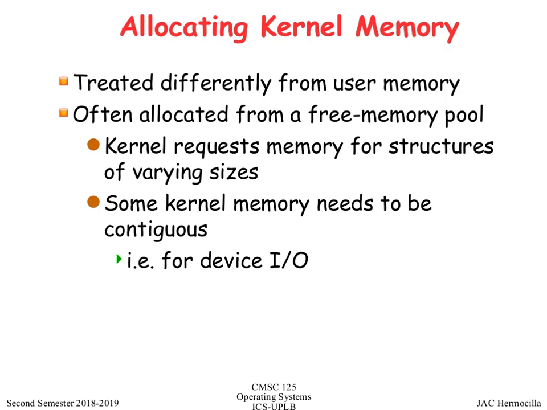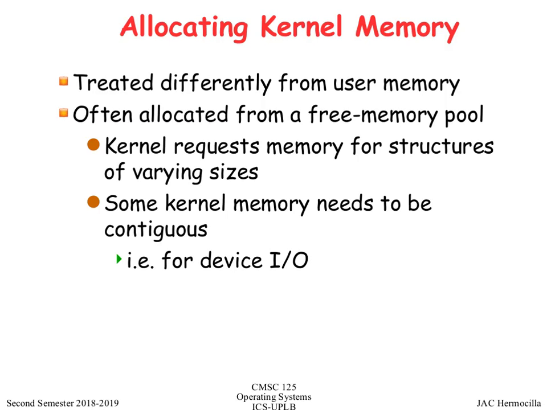Bakit kailangan iba yung pag-manage ng kernel memory sa user memory? The first is the kernel requests memory for structures of varying sizes. So since control program na yung kernel, marami siyang data structures na ginagamit like yung PCB, process control block. So that's one structure. File system structures, okay? So marami structures na nagbabago-bago yung size na hindi kailangang fixed page, fixed size page like 4096 for user process.